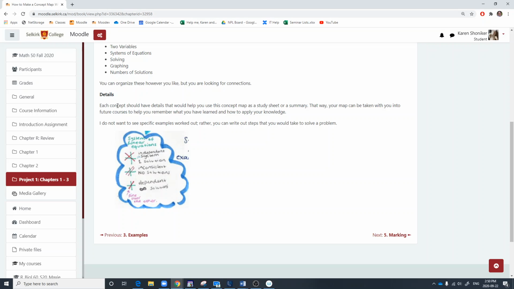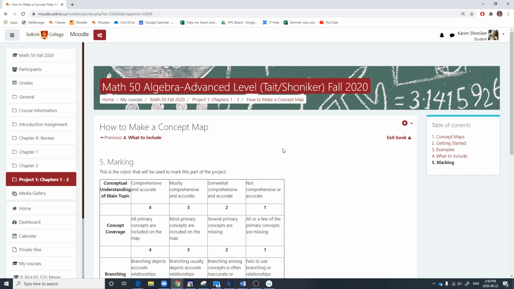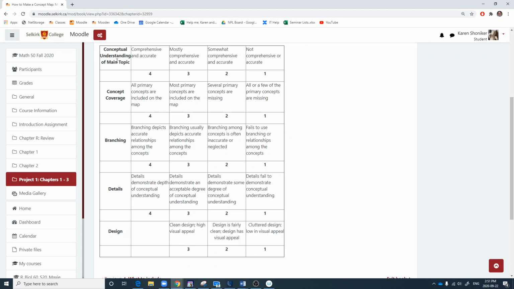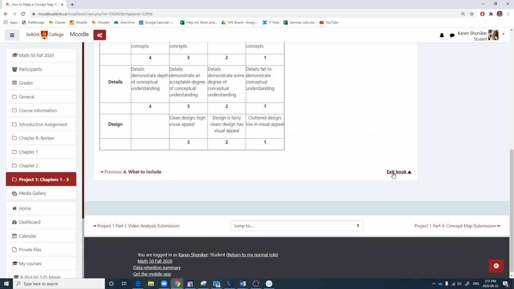As for details, you do want some details, but this is detail enough. Do not put specific examples from your homework in here. This isn't a cheat sheet, this is a concept map. So it's making sure you understand the steps you would take to solve a problem, not you actually solving a problem. And then as for the marking, again, there is a rubric: conceptual understanding of the main topic, concept coverage, branching, details, and design. This is what you would need to do to get full marks.